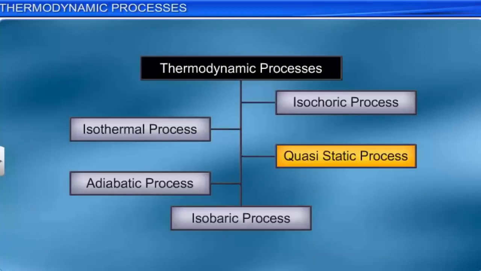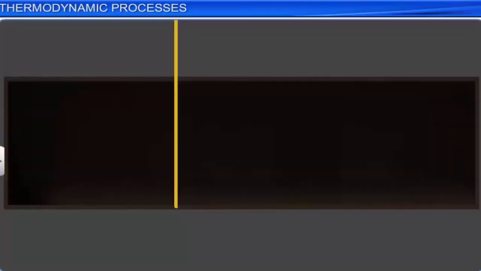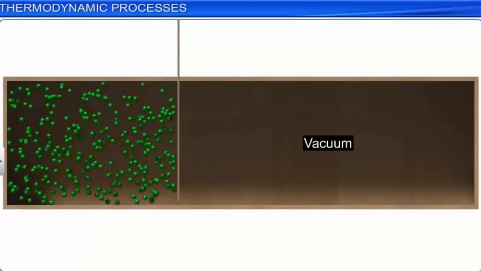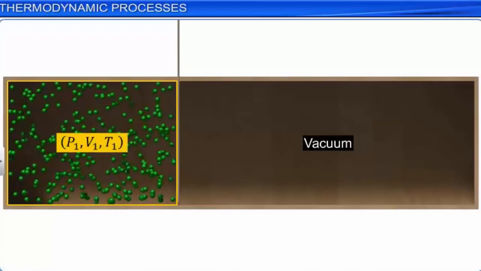Let us first learn about the quasi-static process. Consider a wooden box with two chambers separated by a wooden partition. A sample of a gas is filled in the first chamber, and there is a vacuum in the second chamber. Let the equilibrium state of the gas in the first chamber be expressed as P1, V1, T1. If the partition is suddenly removed, the gas starts expanding freely against the vacuum.